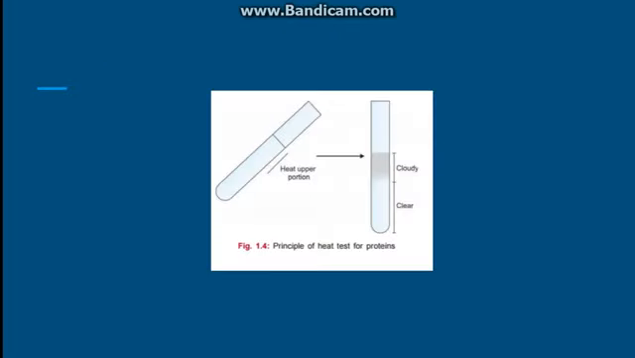For this, we take a test tube. This is a test tube, and we fill it 2/3 with the urine sample, and then the upper portion of the urine sample is heated, and then we will look for precipitation of the proteins. The upper part, if it shows precipitates or is cloudy, this shows the presence of proteins. However, the upper part should be compared with the lower part for a better comparison.